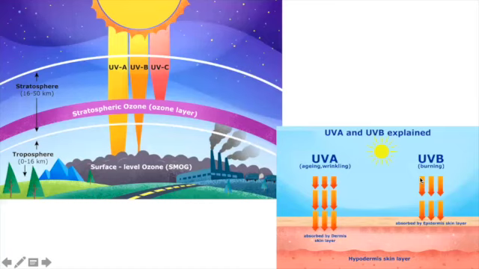But then UVB, this is when we experience a sunburn. It's the epidermis, the upper skin layer, which is being burnt by UVB. And this is related to skin cancers. So that is why people always say, please, you have to wear sunblock. You have to guard yourself against sunburn, because that is what's going to give you skin cancer.